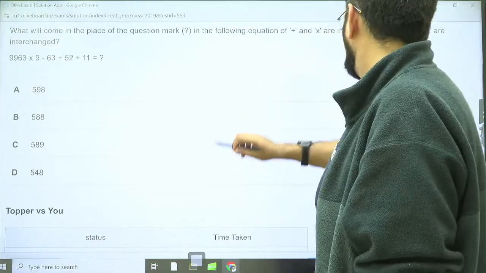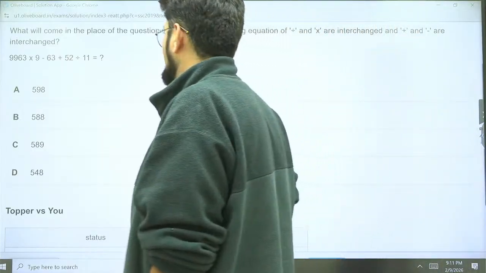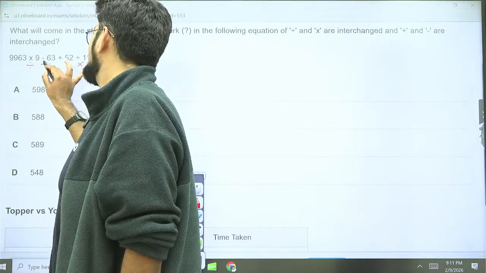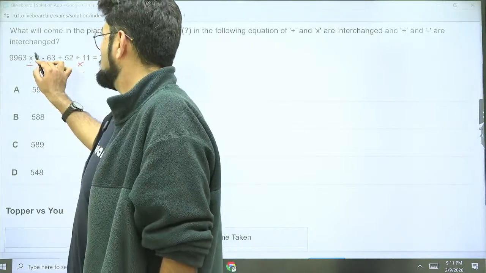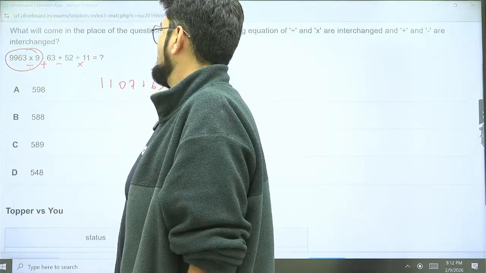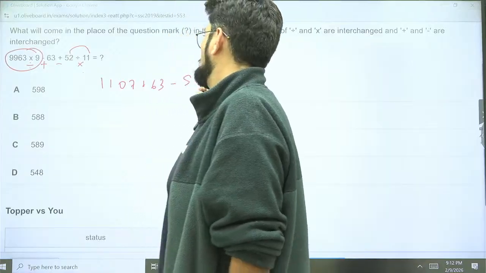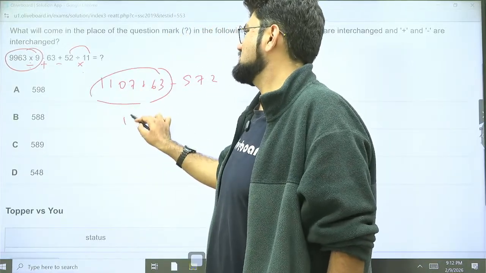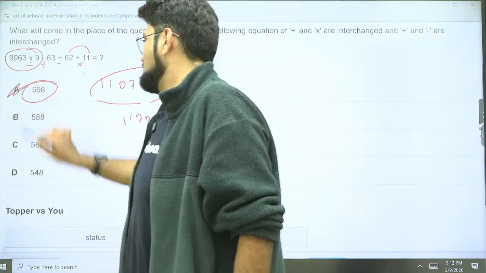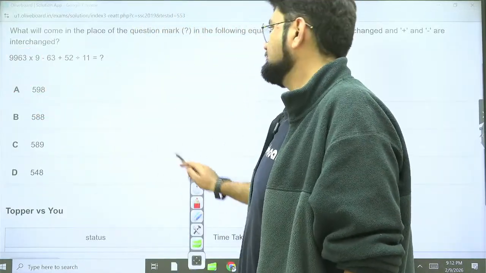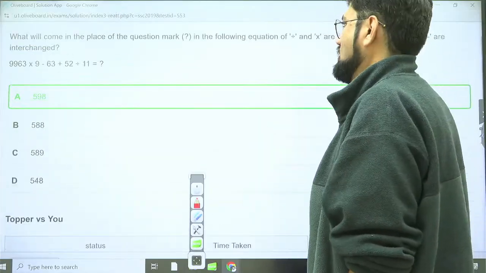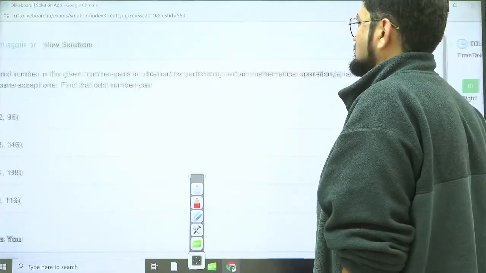Okay, divide and into are interchanged, plus and minus are interchanged. So this is divide, this is into, and this is plus and this is minus. Okay, what about this now? So this is divided by 9. So this is 1107 plus 63 minus 52 into 11 is 572. Add this, you get 1170. Subtract 572 from it, you get 598. Option A is the correct answer. Be quick at calculation. That's what we are looking for. Okay. 40 seconds. Not bad. Perfectly fine. Next.